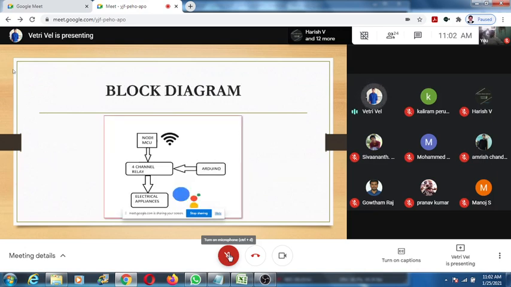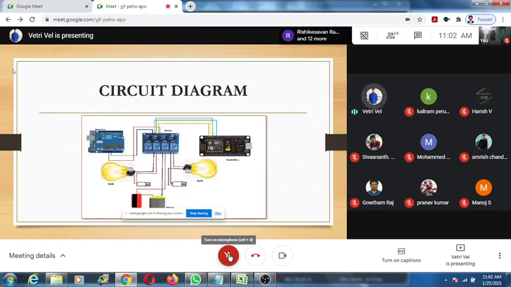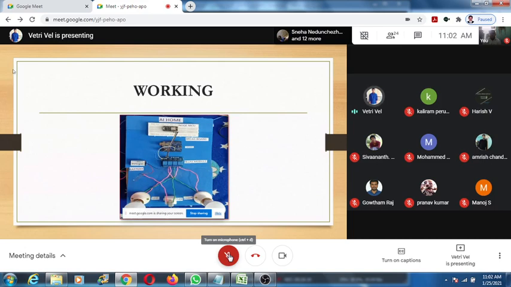And this is the block diagram of our project. The NodeMCU board is connected to the 4-channel relay, and the Arduino board is connected to the 4-channel relay. To the electric appliances, we can connect through Google Assistant. And this is our circuit diagram, where the motor and the NodeMCU board are connected. And this is the working model of our project.